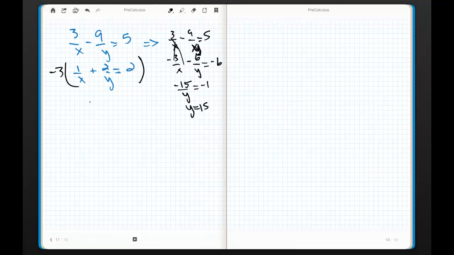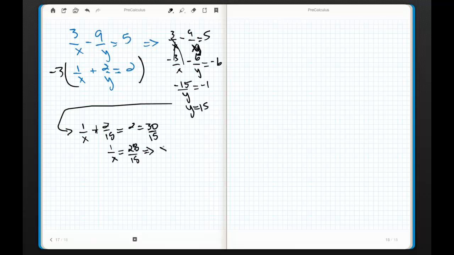If y equals 15, doesn't that imply that, let's go this way, I like to deal with the most simple equation because I have a tendency to do the least stupid things. 1 over x plus 2 15ths equals 2, which I'm going to turn into 15ths anyways, right? This is going to be 30 15ths. They're the same. So 1 over x equals, if I'm subtracting 28 15ths, is that right? 28 15ths, which implies that x equals 15 28ths. And these are my two solutions.